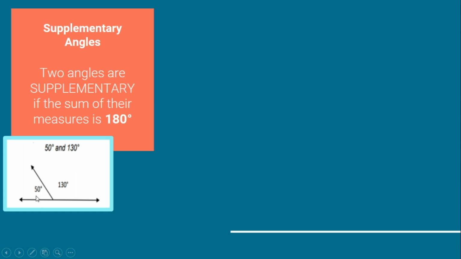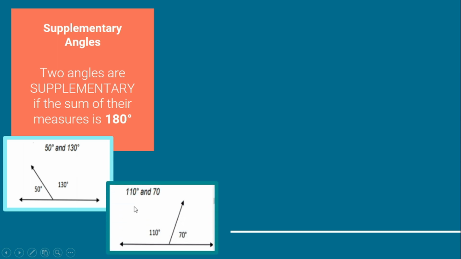So, let's try to add 50 plus 130, that will give us the sum of 180 degrees. So, meaning to say, these two angles are supplementary angles. Another example, I have here angles 110 and the other one is 70 degrees. So meaning to say 110 plus 70, so that will give us 180 degrees. So therefore, the two angles are supplementary angles.